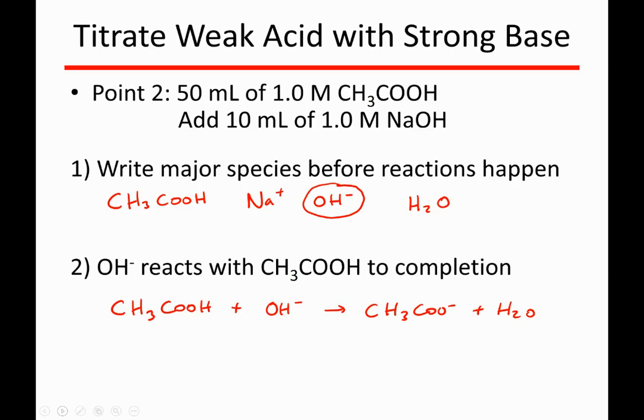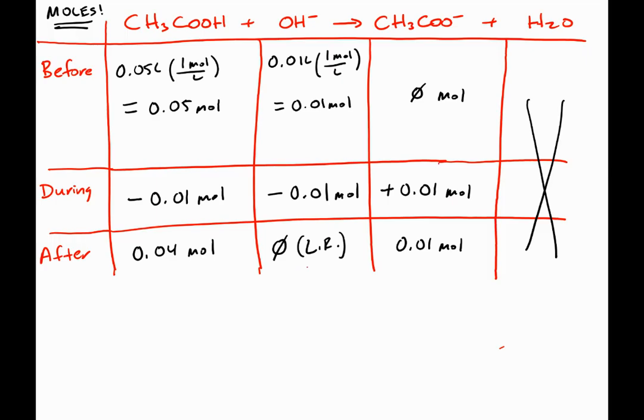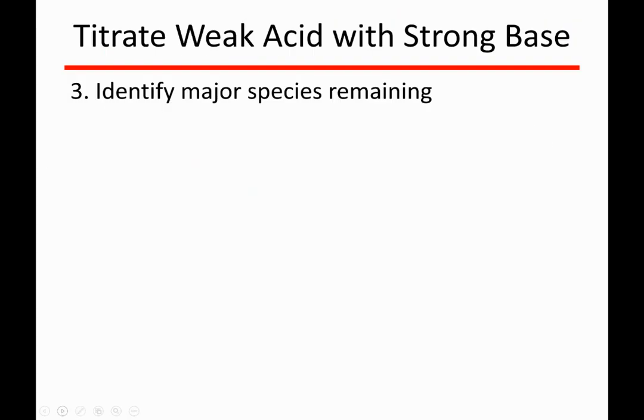So from this list, what we recognize is acetic acid. Some of that was still left over, and so that's still going to be left on the list. Na plus was a spectator, so that's still going to be present. The hydroxide ion was the limiting reactant, right? We see that here. The hydroxide ion was the limiting reactant, so that's off the list. And then water is always present as a major species. So in writing the list, we still had some acetic acid left over, so that's still there. Na plus was just a spectator, so it's still there. Hydroxide was completely used up, so that's off the list.